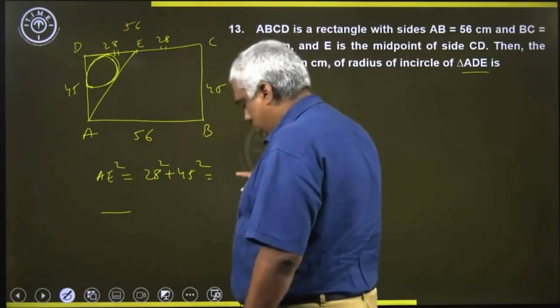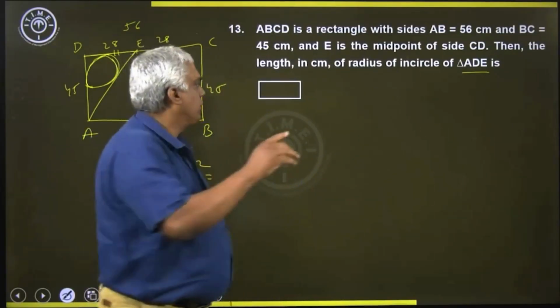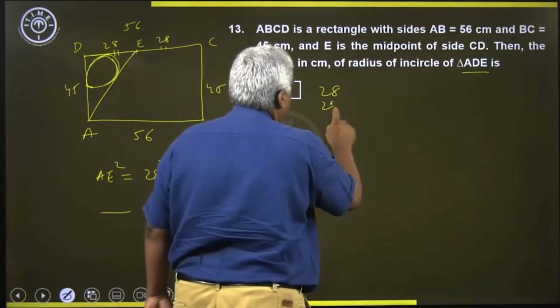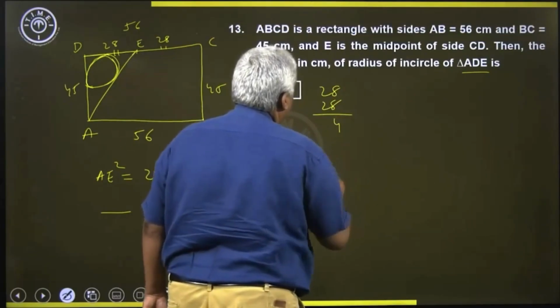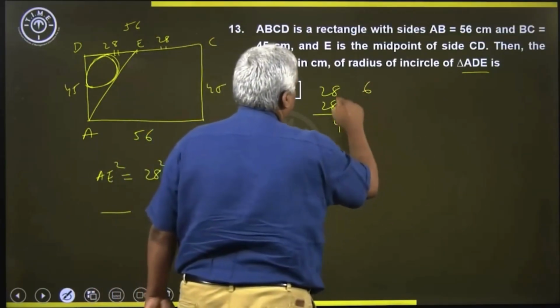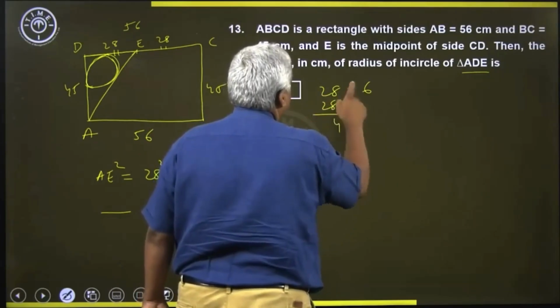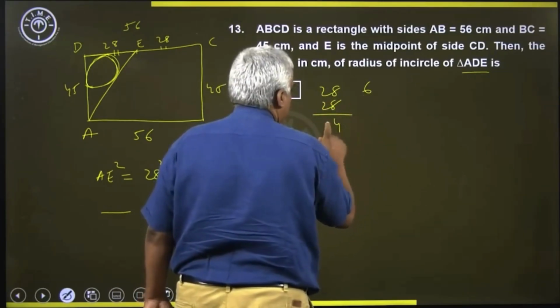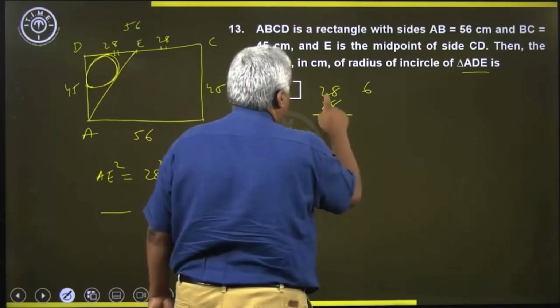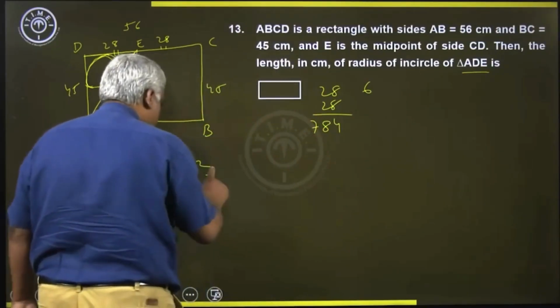So 28 square will be, okay, I can multiply 28 into 28. 8 times 8 is 64. Okay, 6, 64, 6, this is 60, 32, 32 and 6, 38, 3, 784, right? So this is 784.